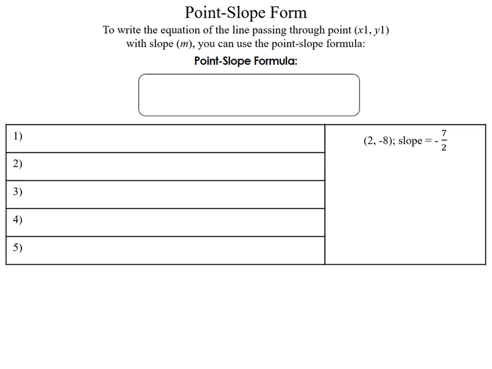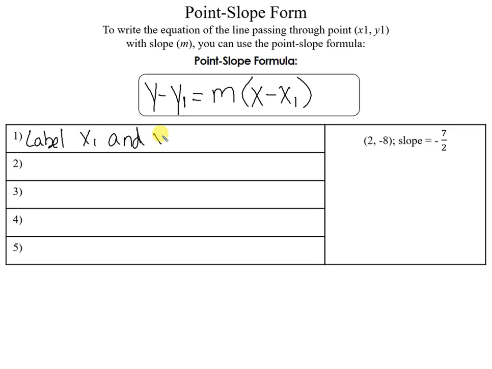The third thing we're going to review is what we did on Friday, and it's called our point slope form. And that formula was y minus y1 equals m times x minus x1. And this is also what we did on our warm-up. So our first step is we're going to label our x1 and our y1.